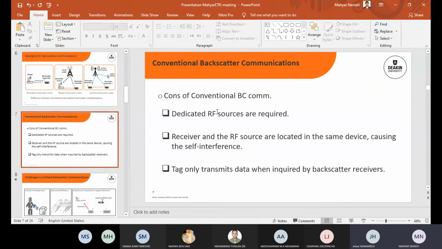Again, here there are some kinds of conventional backscatter communication. As I said, there is a dedicated RF source in the monostatic and bistatic models, so we don't have this problem in ambient backscatter communication. In the monostatic model, the receiver and the RF source are located in the same device, so it causes self-interference. The other problem of the first two paradigms is that the tag can only transmit data when inquired or interrogated by the backscatter receiver or emitter. It's better to say emitter.